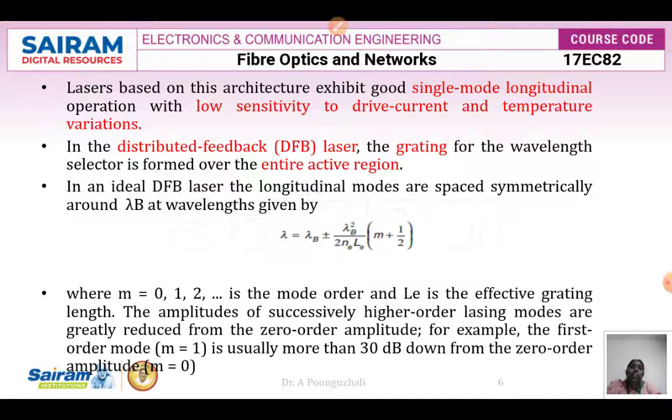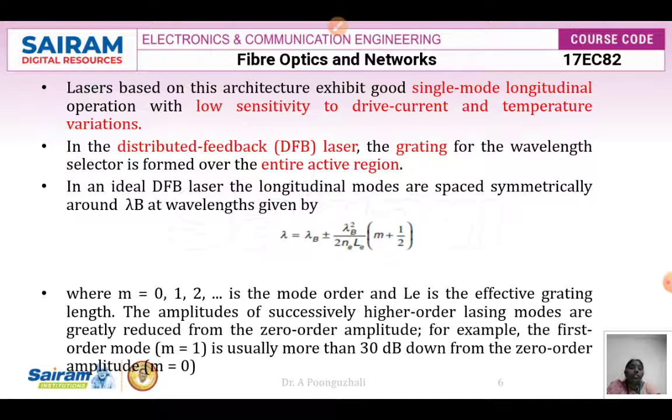But in an ideal DFB laser, the longitudinal modes are going to be spaced symmetrically around the Bragg wavelength, where it is given as lambda is equal to lambda B plus or minus lambda B square by 2 Ne Le into m plus 1 by 2, where m is 0, 1, 2, the mode order, Le is the effective grating length, and the amplitudes of the successive orders.